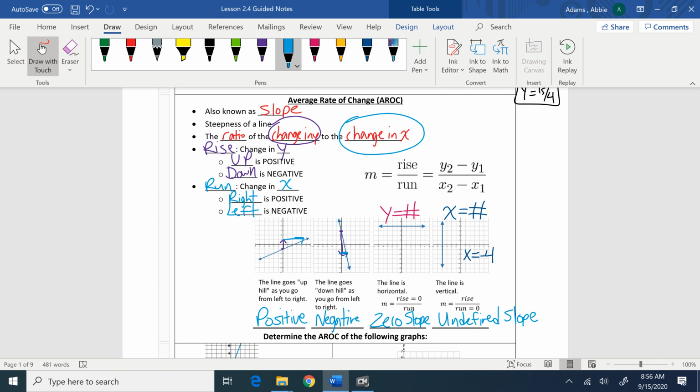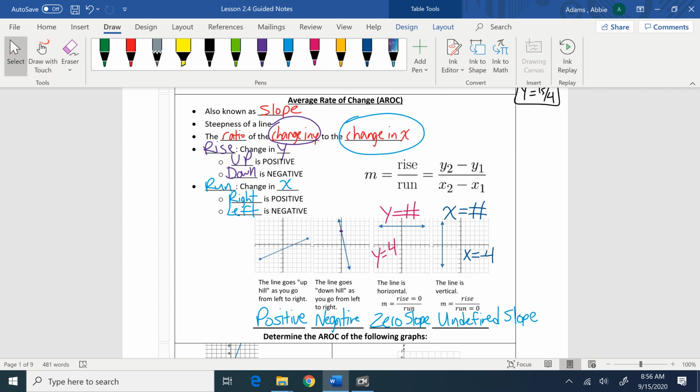So this first one was a positive slope. The second graph was a negative slope, and I'll clean that up just so you guys can see that a little bit easier. The third one was a zero slope. We said y equaled some number, and in this case, y would equal 4 for this graph. And the last one, x equals some number. This is actually an example of x equals negative 4.